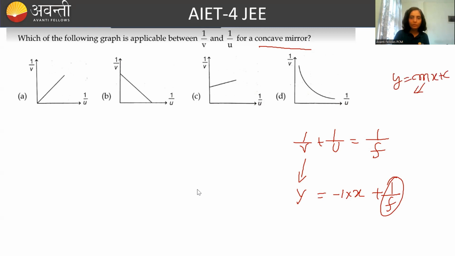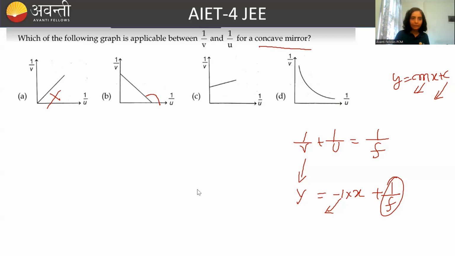If m is positive, the slope will be positive. Here m is minus 1, that is negative. So the slope is negative, and this is your y-intercept, which is positive. So the graph should have a negative slope. This one has a positive slope, so it can't be true. Here the slope is negative. It is making an angle greater than 90 degrees with the positive direction of the x-axis.